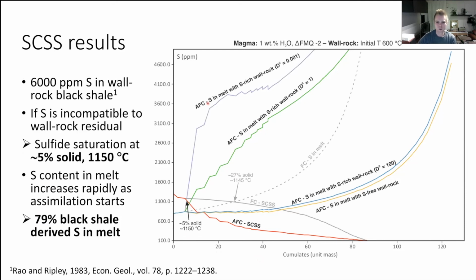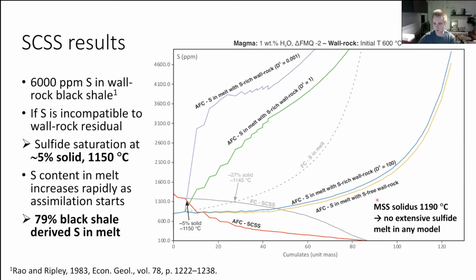Then we also modeled the sulfur as a completely incompatible element in the wall rock. So in this case, there should be some sort of a process that completely leaches the sulfur and transports it to the magma. And here there is even more dramatic increase in sulfur early on during the assimilation. And here the sulfide saturation takes place when 5% of the magma has solidified and the temperature is about 1150 degrees Celsius. And in this model, when all the assimilation has occurred, about 79% of the sulfur in the melt has derived from the black shale.